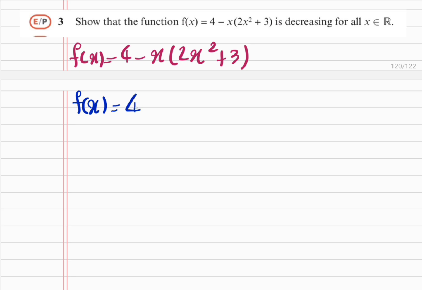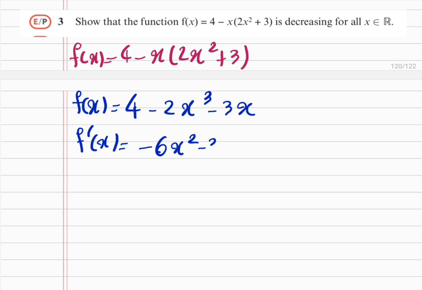So we have 4 minus 2x cubed minus 3x, and now let's differentiate this. So it is equal to 4 differentiates to 0, minus 6x squared, minus 3.